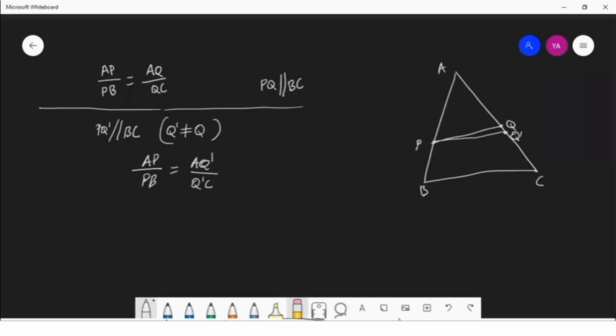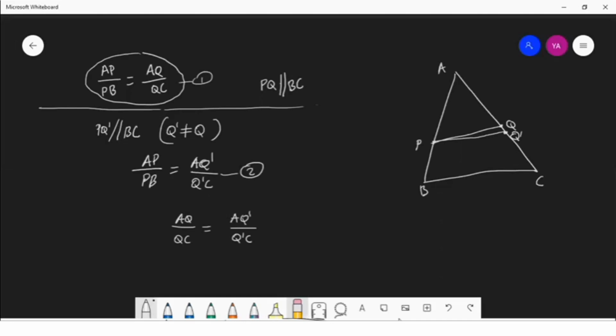Now this is also given. So combining these two, this is 1 and this is 2, what will we get? AQ by QC is equal to AQ dash by Q dash C. Is it possible? No. It is never possible.